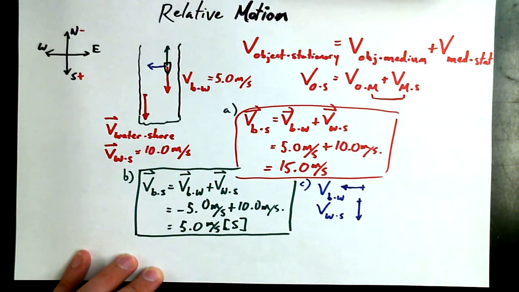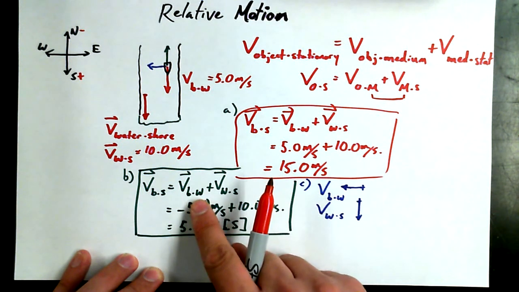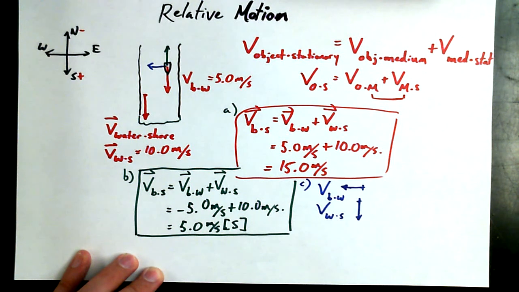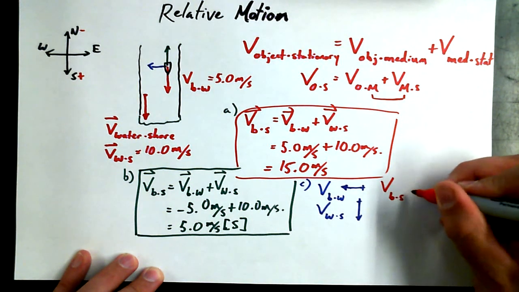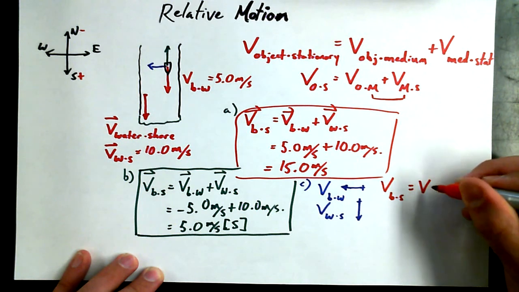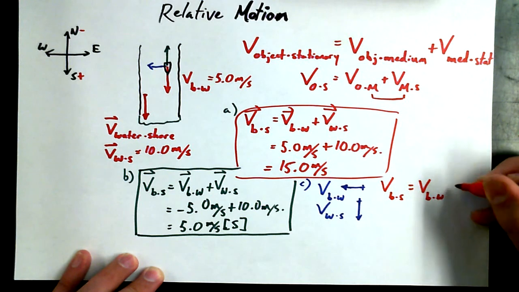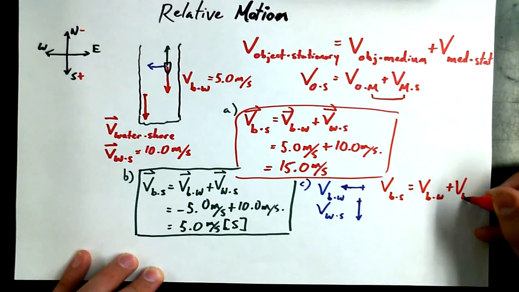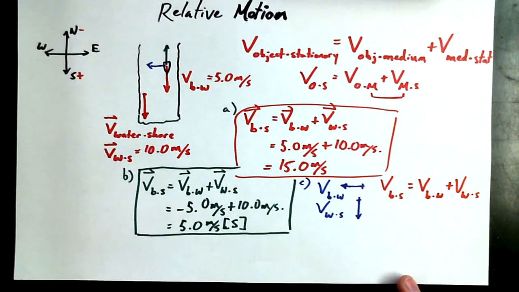So as we said before, you can write it out. Notice that the equation isn't changing. This with respect to stuff doesn't change from time to time. Velocity of the boat with respect to the shore is still equal to the velocity of the boat with respect to the water, object with respect to the medium, plus the velocity of the water with respect to the shore. And I can plug in my values, except for this. Can I just add up 5 and 10 this time?